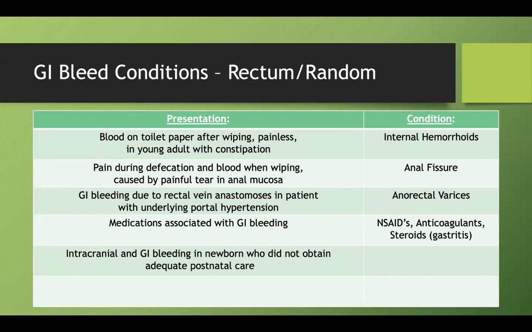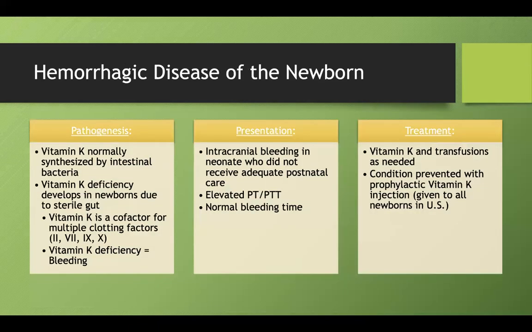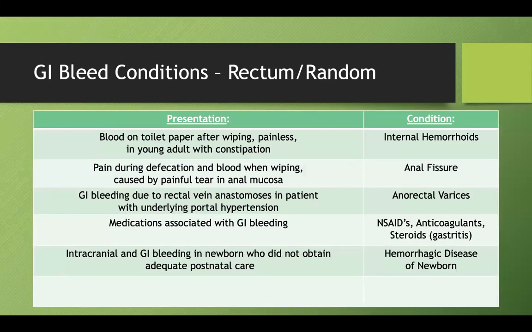And just a couple random conditions now. So what if you find intracranial and GI bleeding in a newborn who did not obtain adequate postnatal care? So this is hemorrhagic disease of the newborn, which we've discussed. And what happens here is that most people, when they're born, are given a vitamin K injection because our gut flora cannot synthesize vitamin K efficiently in the early weeks of life. And if you have no vitamin K, you're at increased risk of bleeding because you aren't able to synthesize a lot of your clotting factors that you need.